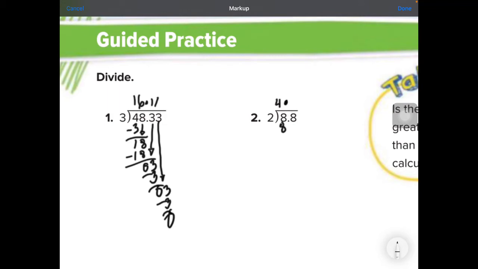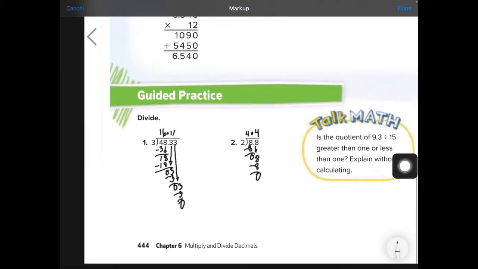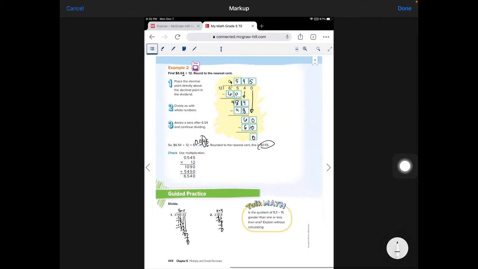Okay, we have our decimal point. So 2 will go into 8 4 times. 4 times 2 is 8. 8 minus 8 is 0. Bring down the 8. 2 will go into 8 4 times, but it's going to go on this side of the decimal because we're working on the 8 that is on that side of the decimal. 8, 0. So our answer is 4.4.